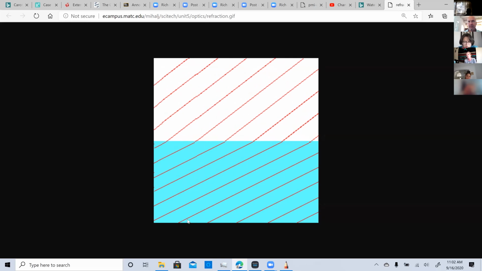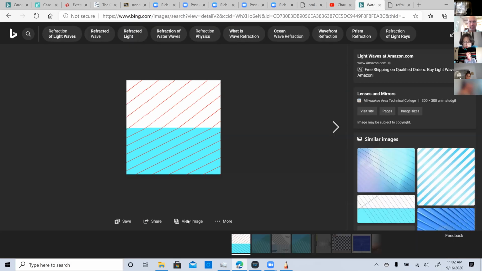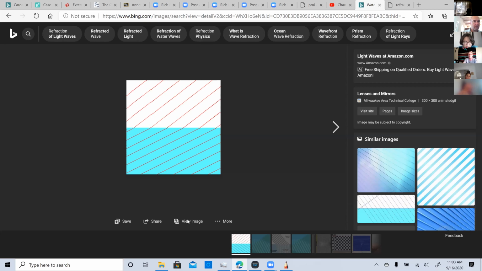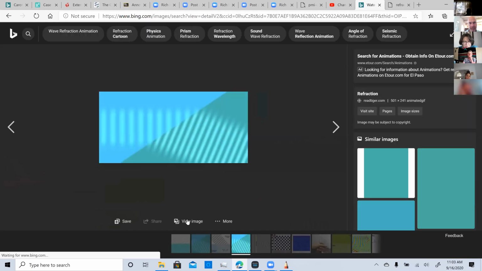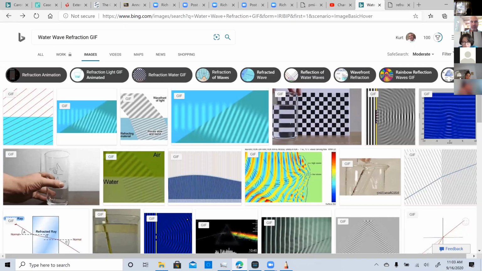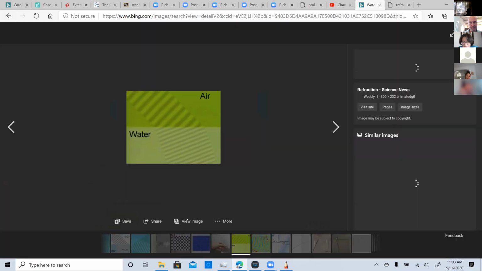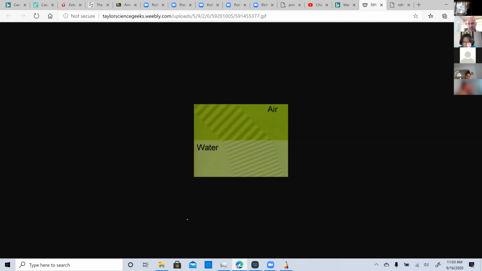Can I draw on this? I love it when it says GIF and it's not a GIF. Or perhaps it's too slow. I do like this one a little better simply because it's faster.